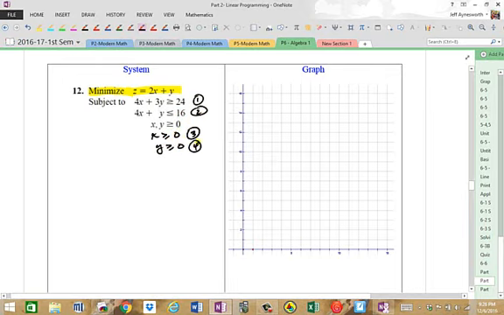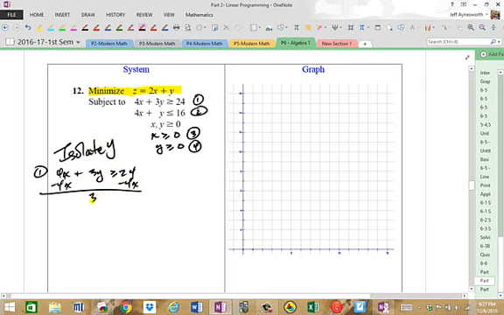So we've got four inequalities here, and this is a challenging one because we have to isolate y in both cases. So let's go for it. We're going to get 4x plus 3y is greater than or equal to 24. You're going to have to isolate y again, so subtract 4x. So you get 3y is greater than or equal to negative 4x plus 24, divided by 3. And you get y greater than or equal to negative 4/3 x plus 8.